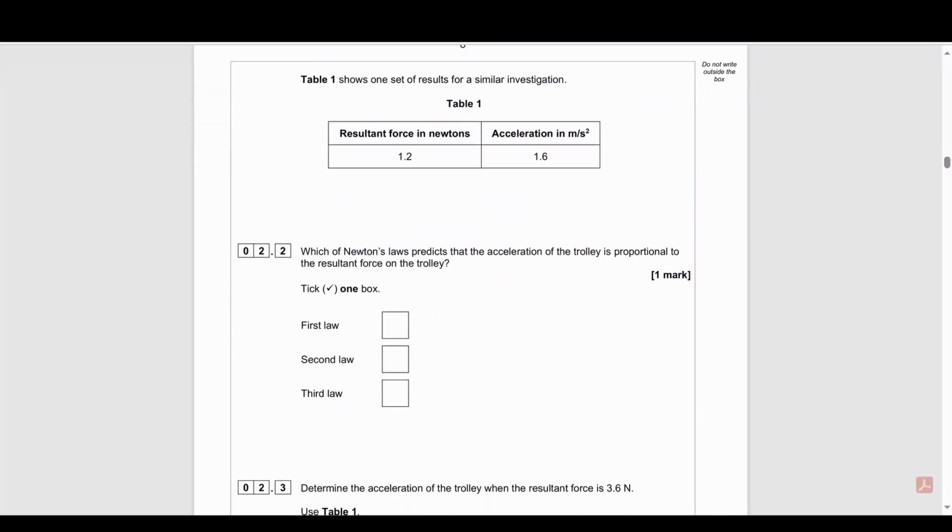Table 1 shows one set of results for a similar investigation. The resultant force in newtons is 1.2. The acceleration in meters per second squared is 1.6. 2.2. Which of Newton's laws predicts that the acceleration of the trolley is proportional to the resultant force on the trolley? Tick one box. Well, we've got to think about which of Newton's laws now is linked to acceleration and force.